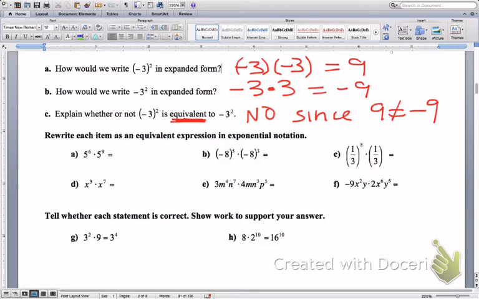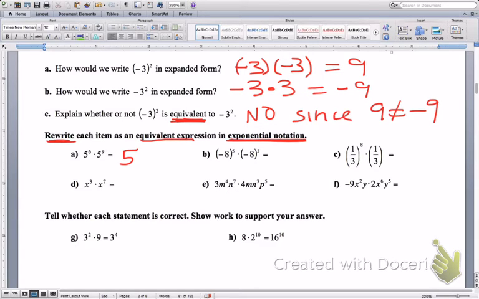All right, let's go ahead and work on A through F. Let's go ahead and read the directions to see what they're asking us. So let's just rewrite each as an equivalent expression in exponential notation. So one base, one power. So they have the same base, 5.